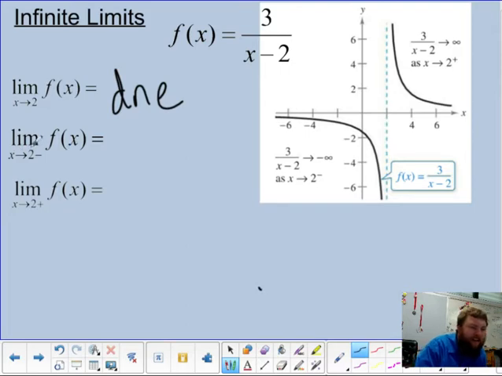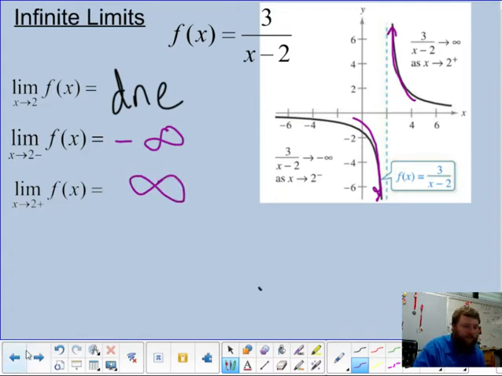But if they said the limit as x is approaching 2 from the left-hand side here, we're going down. It's an asymptote down to infinity. So I'm going to say it's negative infinity. And the limit on the right-hand side, you're actually going up, to positive infinity. So I'm going to call that positive infinity. So these are infinite limits. Instead of saying it doesn't exist, we're actually going to write infinity.